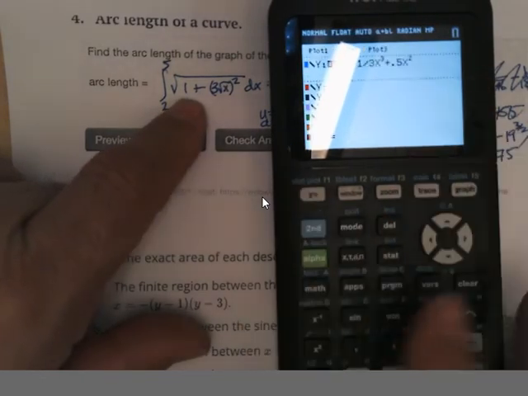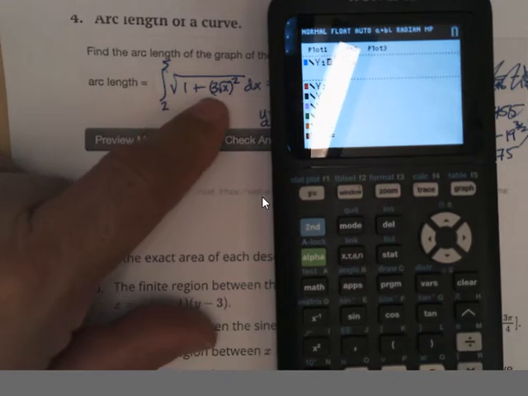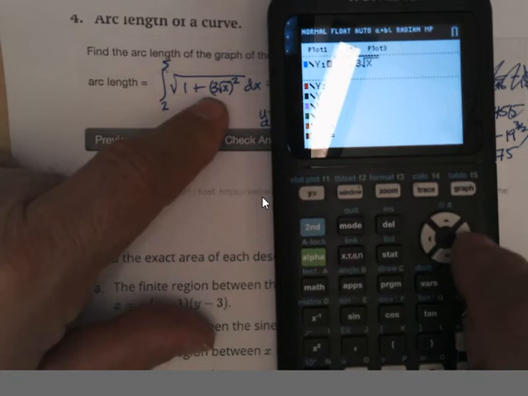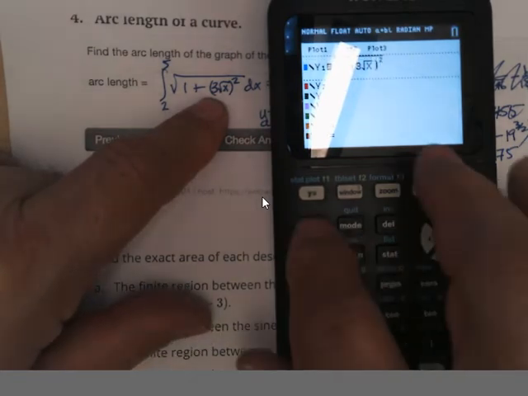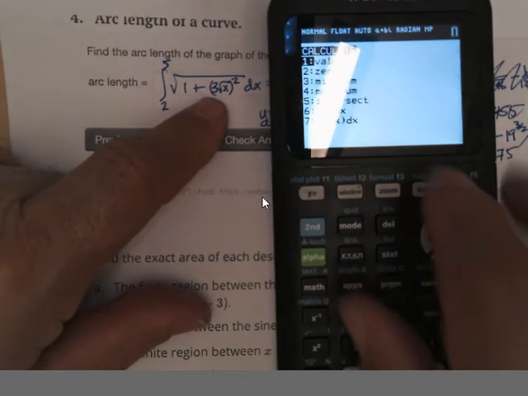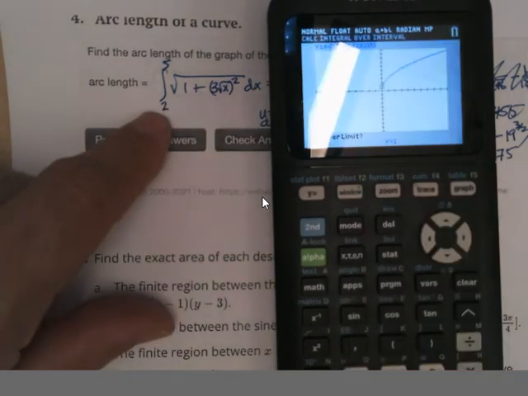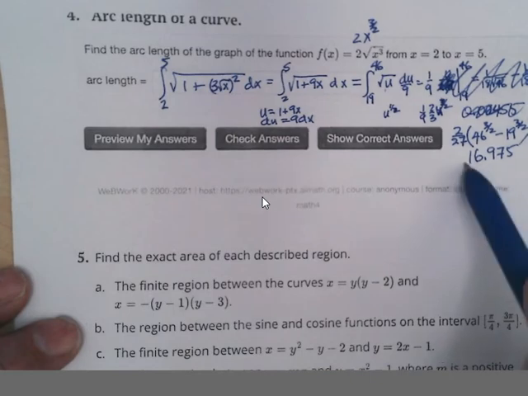16.975. Now we could have also just typed that into y equals, clear, square root of 1 plus parenthesis 3 square root of x, close parenthesis, squared, and graph that and calculate the area under that from 2, enter, 5, enter, and it says 16.975. Okay.